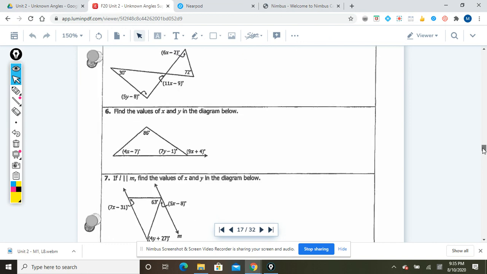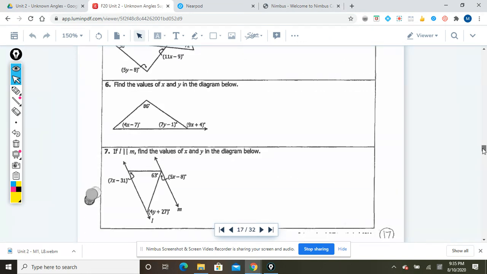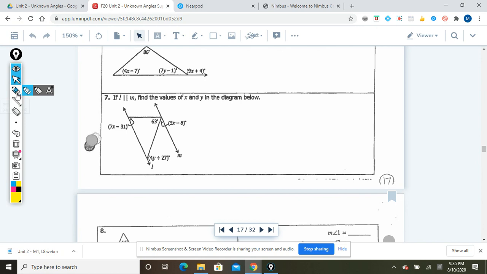Okay, number 7. Oops, I scooted down too far. Okay, number 7. If L is parallel to M, find the values of x and y in the diagram below. Okay, so there's a lot of different things going on here. First thing I see, okay, we got these parallel lines. And we need to use the parallel line angles to our advantage. So I'm going to ignore this guy over here. And right now I'm treating this like my transversal.